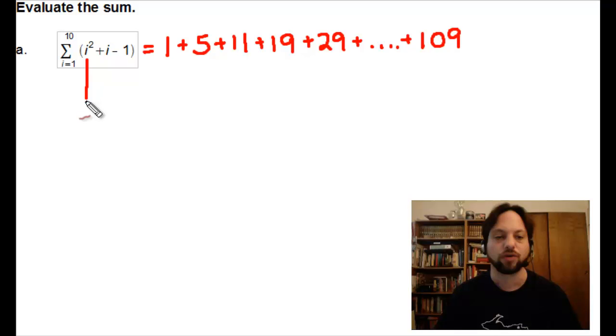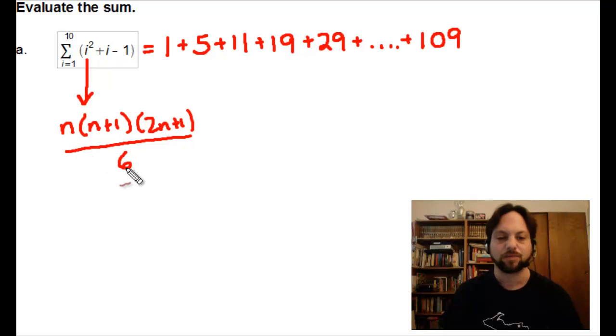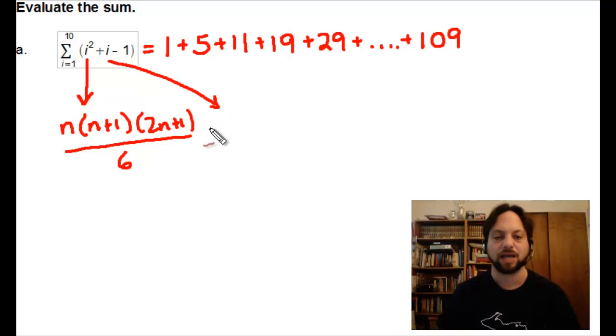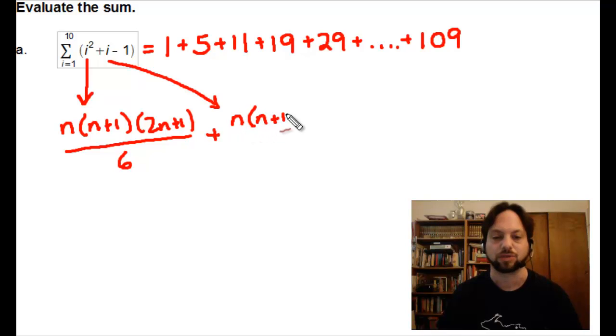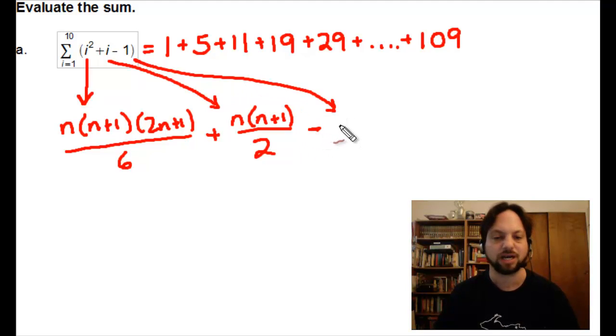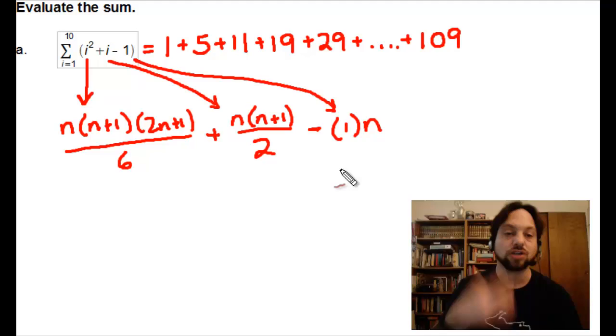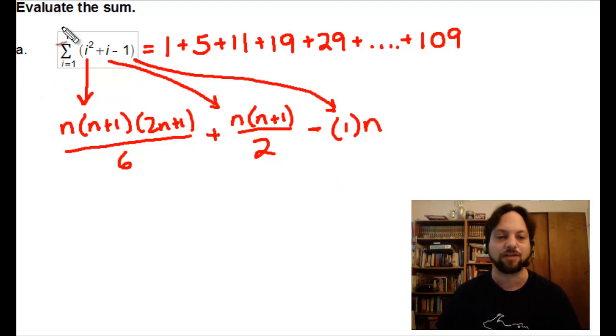So perhaps what would be better would be just to use these summation formulas. Now, the summation formula for i squared, if you recall, is n times n plus 1 times 2n plus 1 all over 6. Of course, I'll stick the number 10 in for n and see how that works. For i, as we discussed, that's Carl Friedrich Gauss's formula. That's n times n plus 1 over 2. And finally, for the minus 1, that's just going to be minus c times n. And c, of course, is given as 1, so it'll be 1 times n. So there we go. All I got to do is stick in my n for all of these.